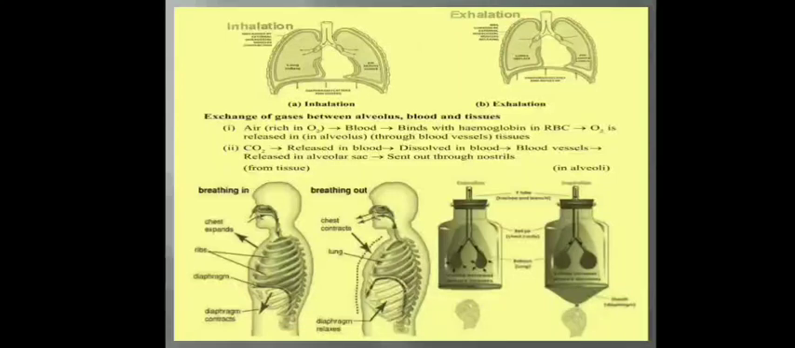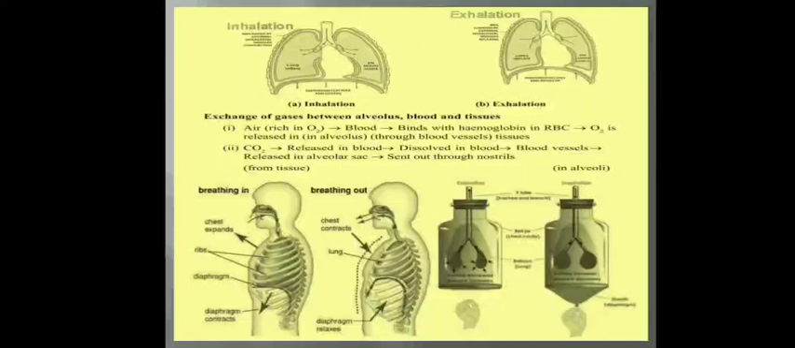So here when the air rich in oxygen comes to the alveoli, it goes to the capillary, and in the capillary this oxygen mixes with blood via the process of diffusion. In the blood there is a red pigment called hemoglobin. This hemoglobin combines with oxygen to form oxyhemoglobin, and hemoglobin is in the RBC actually. So this oxygen is now carried with hemoglobin as oxyhemoglobin to the different cells.